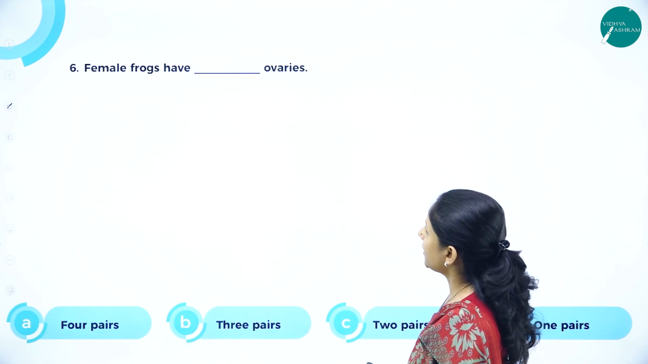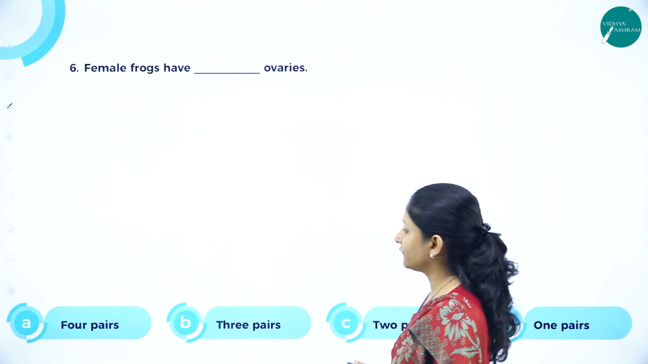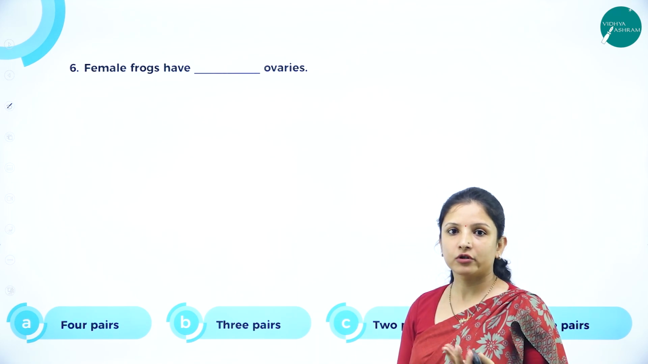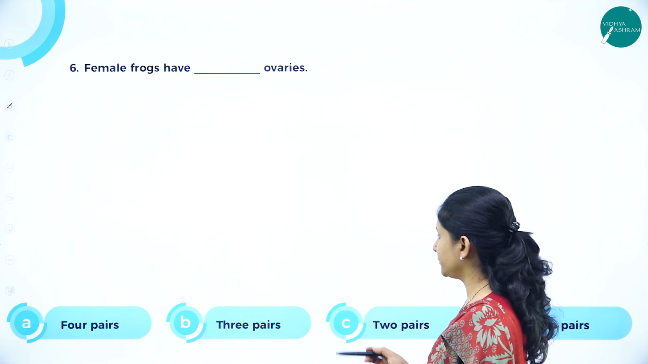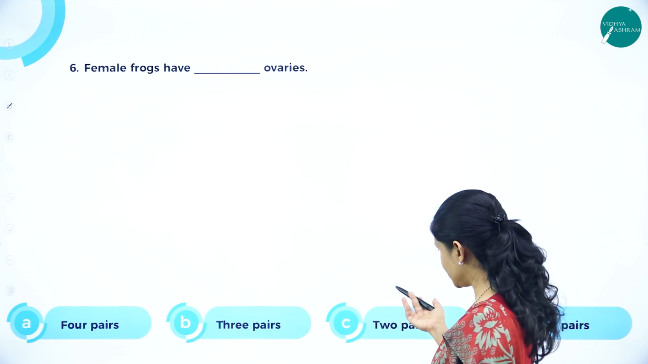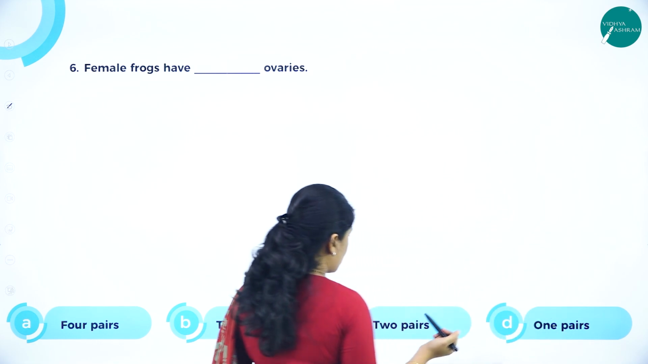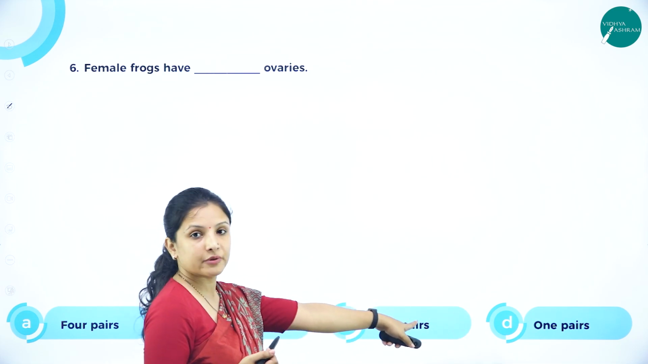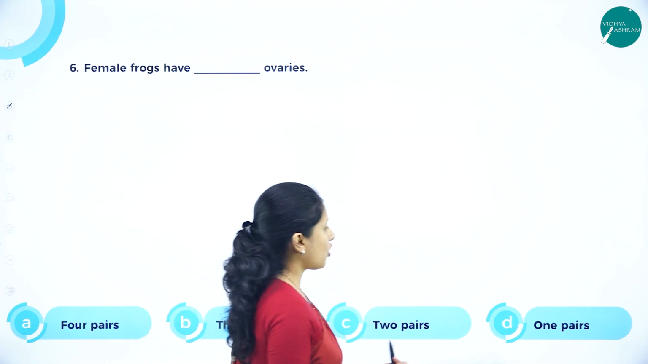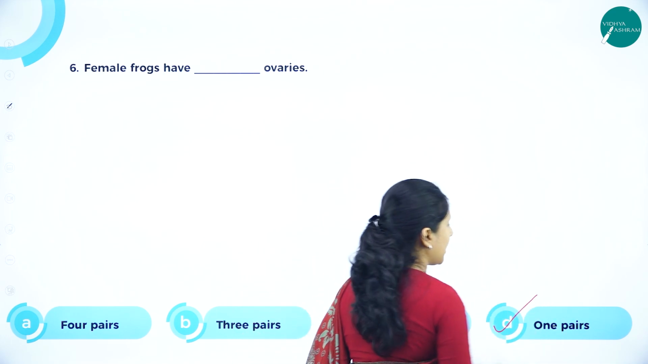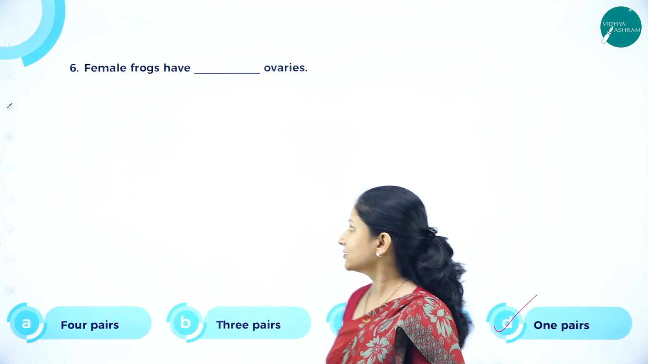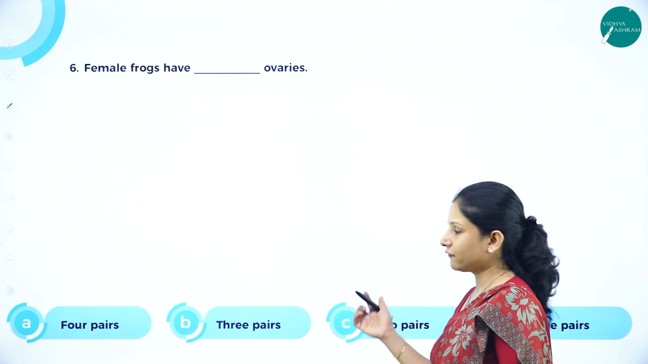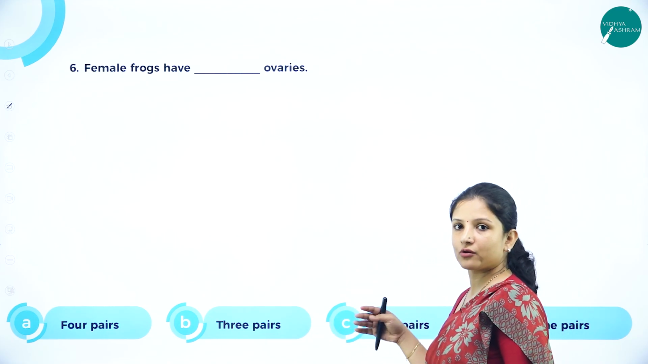Next question. Female frogs have dash ovaries, 4 pairs of ovaries? No, it will be 8 ovaries. That's not possible. 3 pairs, that is 6 ovaries? No, 2 pairs? Again, don't get confused here. 2 pairs means it will become 4. So, the option is 1 pair, meaning they have 2 ovaries. Or they can give the numbers also like 4, 6, 8, 2. Then you can choose 2.